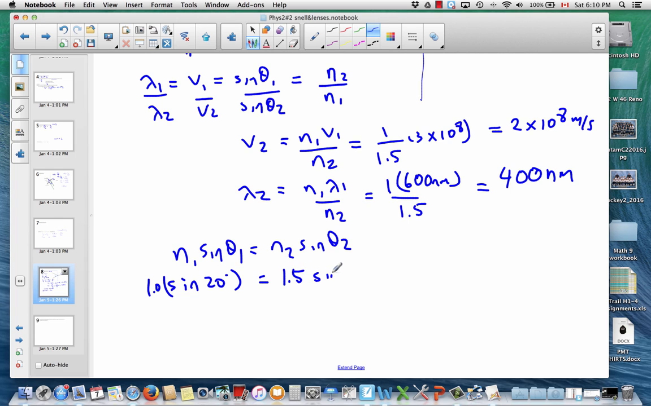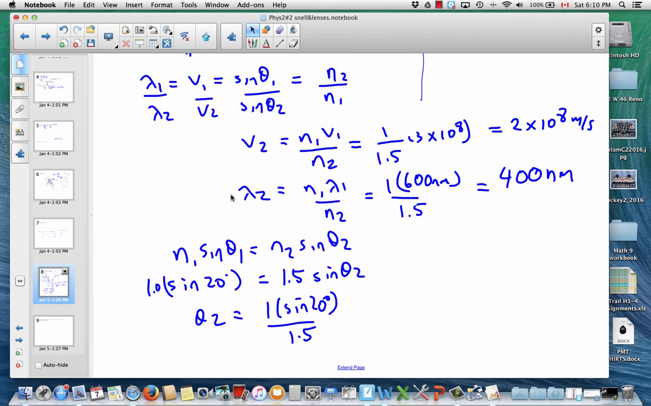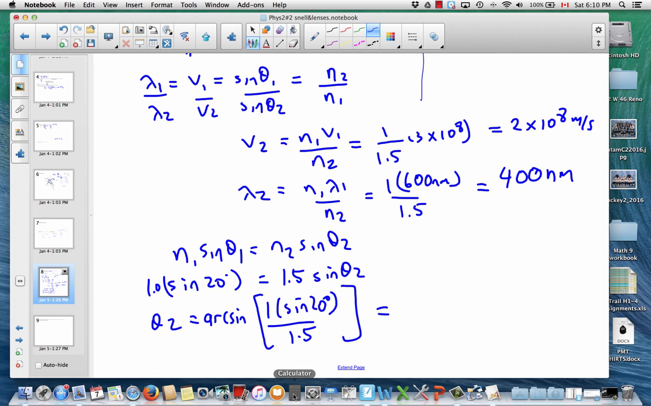This is 1.5. We want to find theta 2. I suppose we could have done it algebraically as well. This is a very elementary way of doing it, but it still works. Then we've got to do the arc sine of this. Squeeze that over a little bit. So arc sine, or inverse sine, of this quantity, that will be our angle.